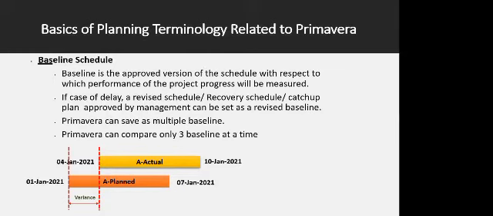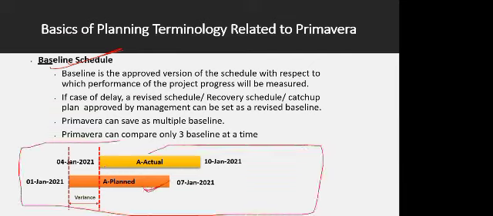Now this is called the baseline, right. इस तरीके से प्राइमेरा में आपको गैंट चार्ट में रिप्रेजेंटेशन होती है. This A planned is the planned bar and this A actual is the actual bar. And let's suppose if you have a delay in your activity, right, इस तरीके से आपके बार जो हैं वो एक दूसरे से आगे पीछे हो रहे होंगे. This will represent the variance. Okay.